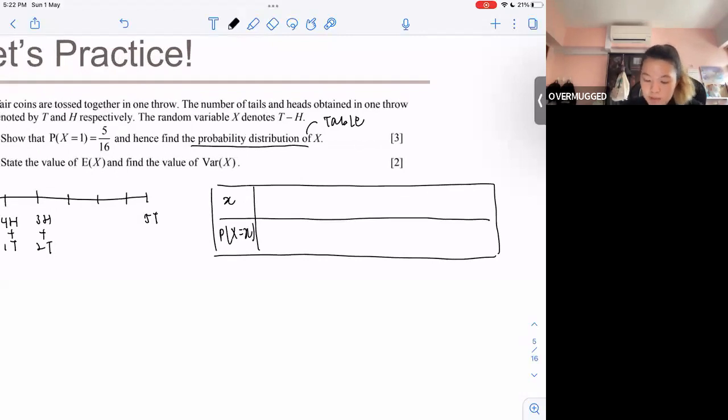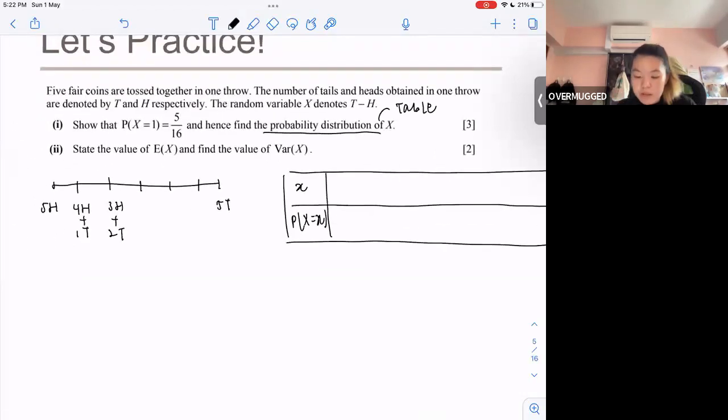So what are all the possible outcomes? That's what we're trying to find out here, right? Let's say I have 5 heads and 5 tails, correct? So 5 tails and 5 heads, it would be 5 minus 5. Okay, it's not possible for you to get 5 tails and 5 heads at the same time.